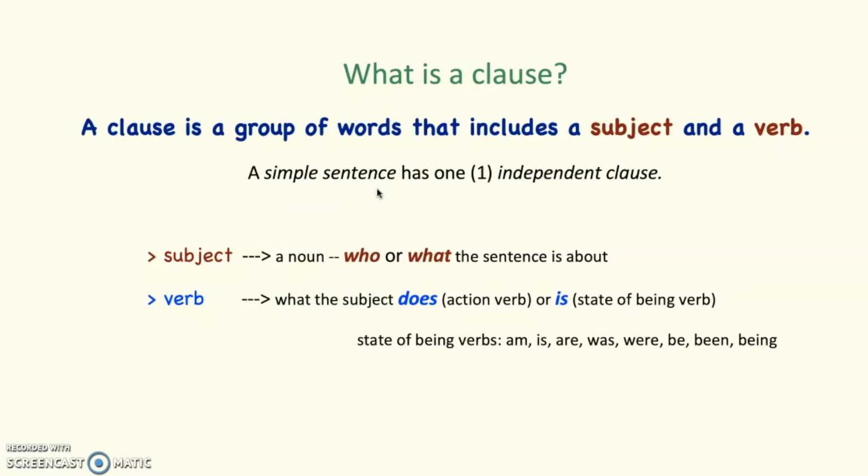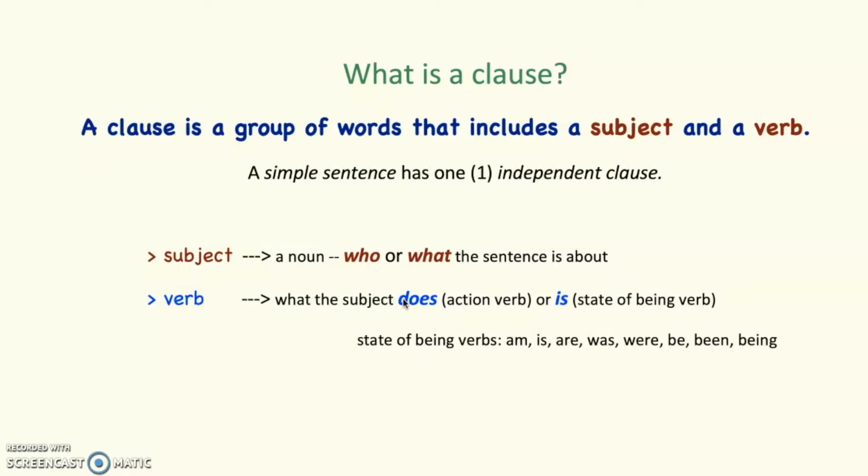So a simple sentence has one independent clause. It has one subject, which is a noun. It's who or what the sentence is about. If it's who, it's a person, or what is a thing. But that one noun, whether it's a person or a thing, it's what the whole sentence is about. It's the subject of the sentence. And then the verb is what the subject is doing.